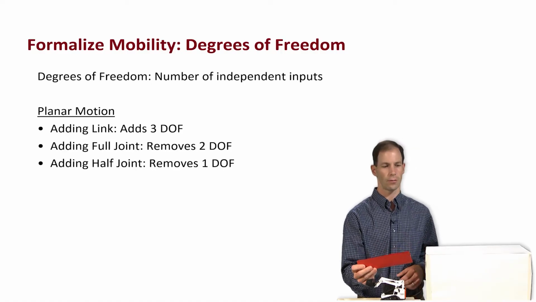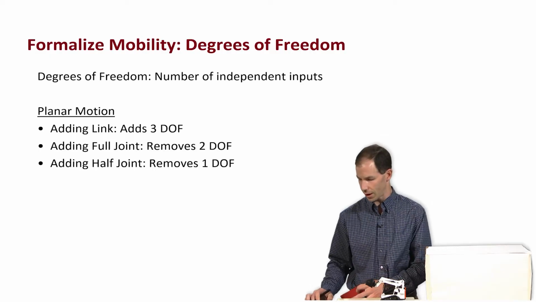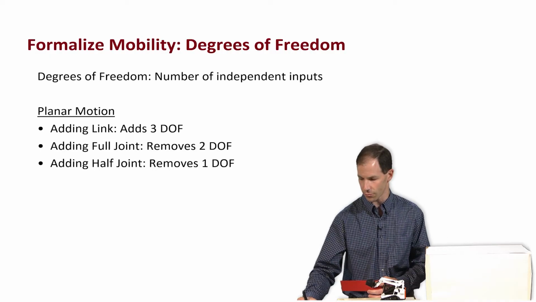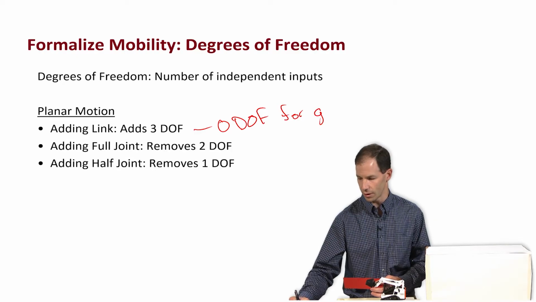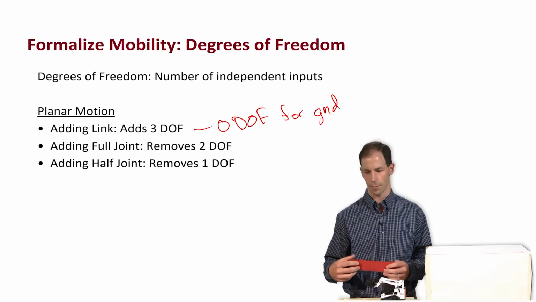So anytime I add a link, I'm going to say I'm adding 3 degrees of freedom. Now, we do have to note that I'm always counting ground as my first link. So when I've got my count here of 3 degrees of freedom, there is 0 degrees of freedom for ground. So we just have to be careful of that and take that into account when we are calculating the number of degrees of freedom of a mechanism.